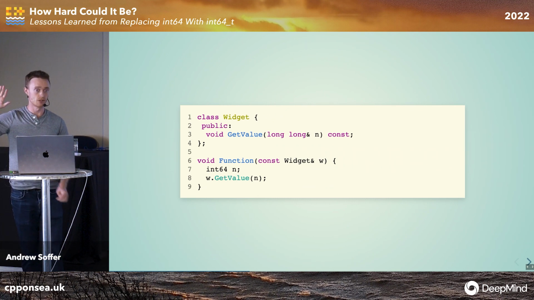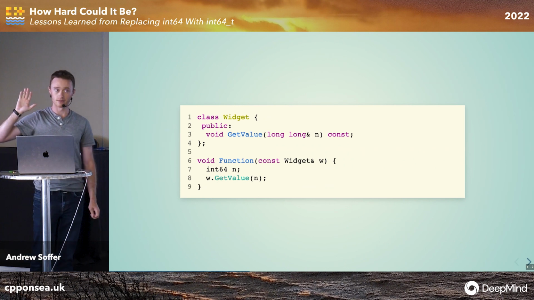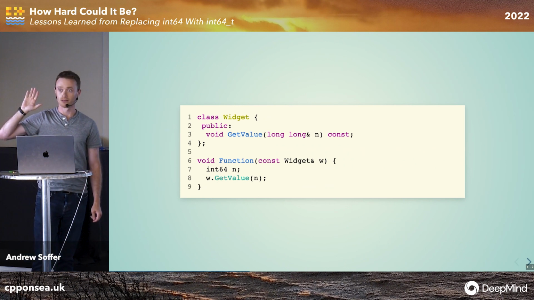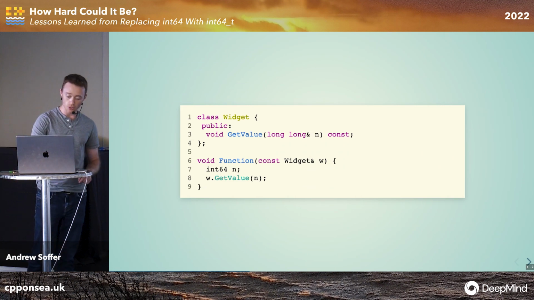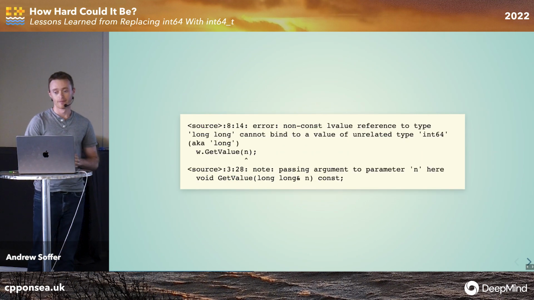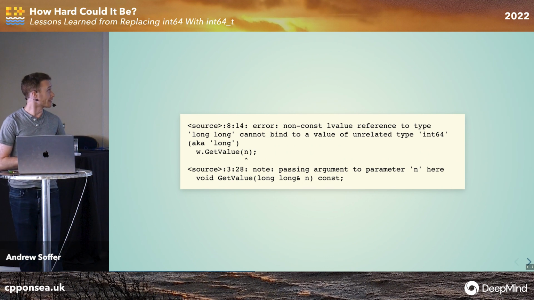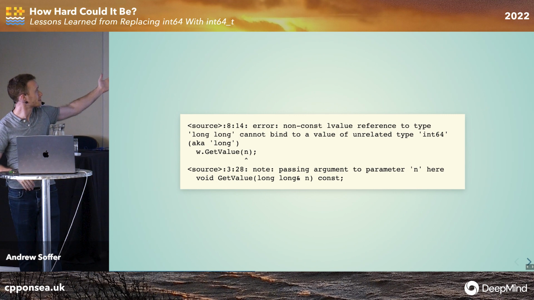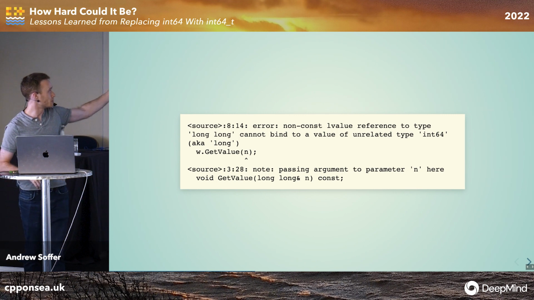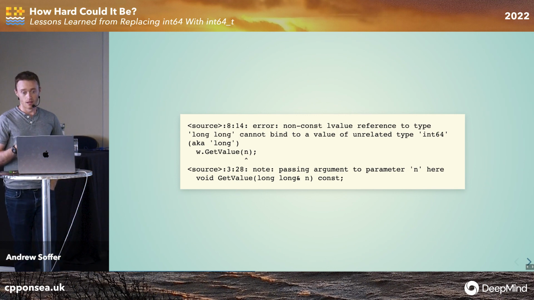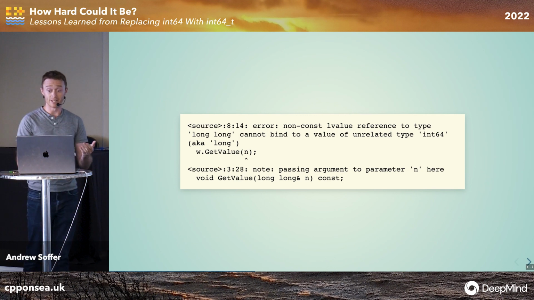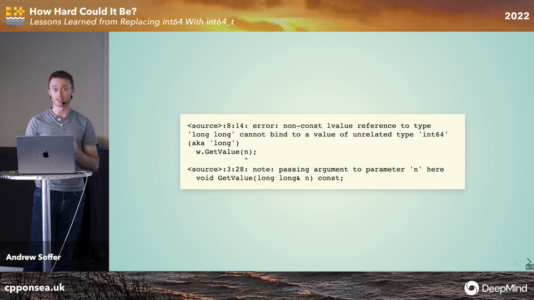So show of hands, who can see how this is going to break? Okay, so you got a couple people. This is going to stop compiling. And here's the error message that clang gives us. It says, error: non-const lvalue reference to type 'long' cannot bind to a value of unrelated type 'int64', aka 'long long'. Even though long and long long are totally interconvertible, pointers and references to them are not.